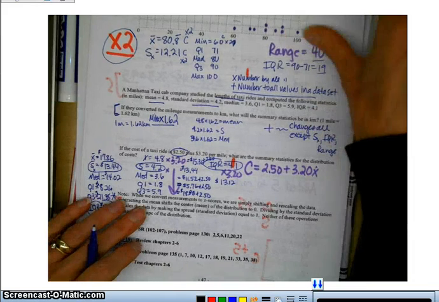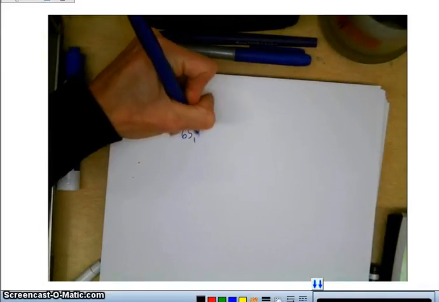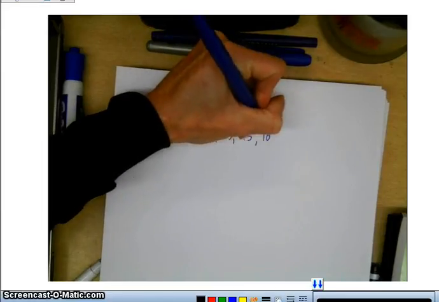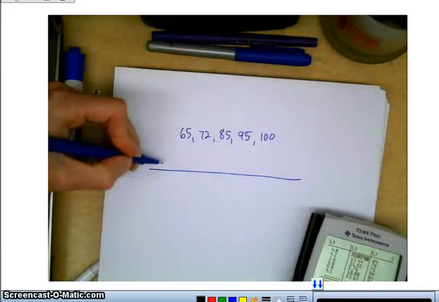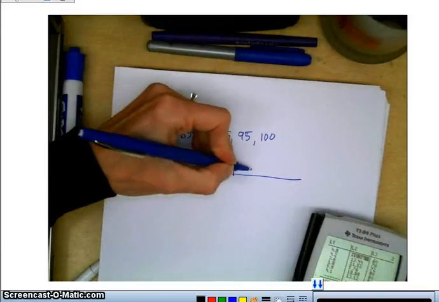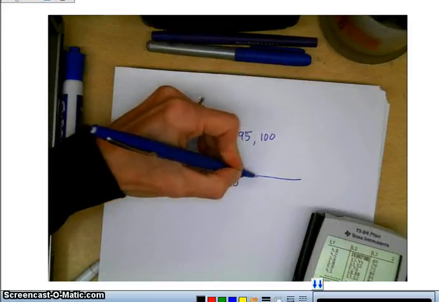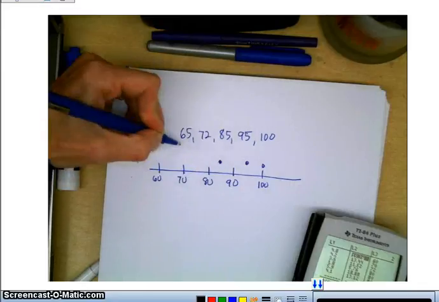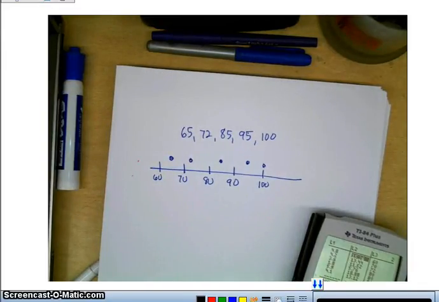All right, so if I just want to show you, say I have these test scores. We'll just make it a small set: 65, 72, 85, 95, and 100. I have these 5 test scores. If I put these on a dot plot, okay, there's my dot plot.